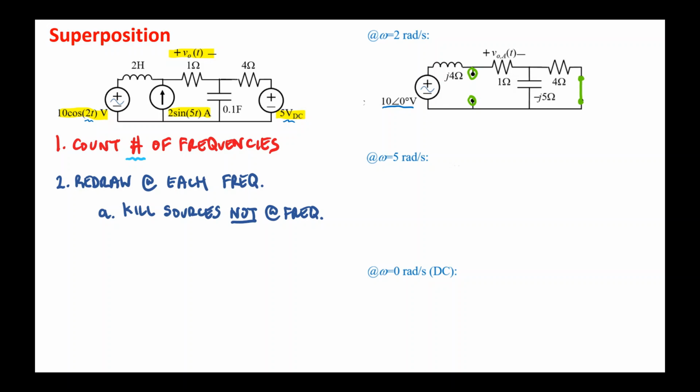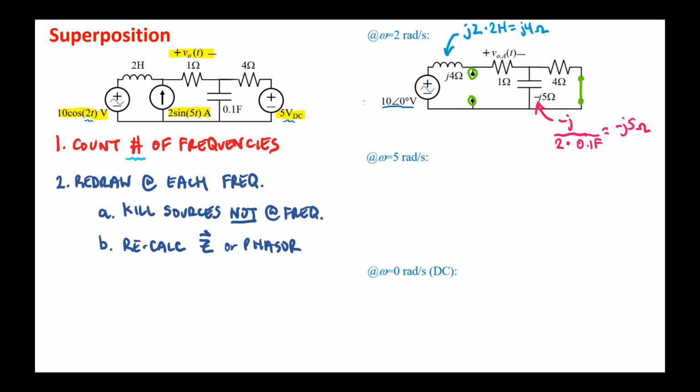This is because those sources are not at 2 radians per second. The next step is to turn all elements into impedances or sources to phasors. We can see in this case that the source is already a phasor and that I've already done the calculation where the inductor is j omega L, and therefore j4 ohms at 2 radians per second, and the capacitor is negative j divided by omega C, which is negative j5 ohms in this case.